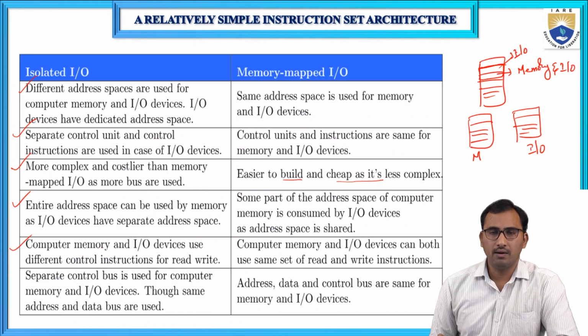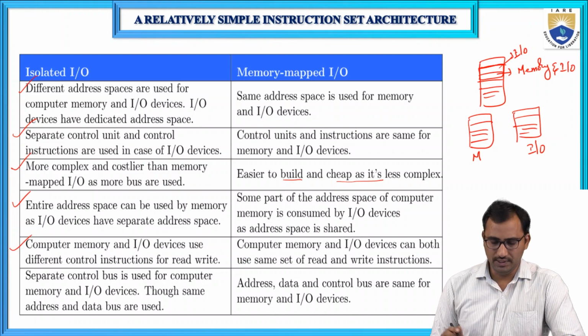Similarly, when we are writing and reading from the IO devices, that means IOW, IO write, and IOR, IO read. So like that, we have separate control signals in order to read and write the data from the memory as well as IO devices. But in the memory mapped IO, we are using the same set of instructions and the same set of control signals in order to read and write from the memory and IO devices.